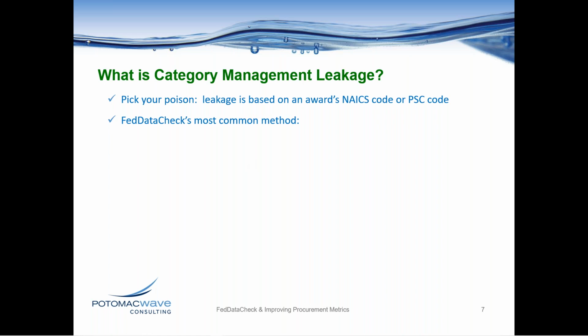FedDataCheck, that's our product, Potomac Wave, used to assist agencies with their procurement metrics, among other things. We base leakage on the NAICS code. That's our preferred method, but not the full 6-digit NAICS code. We use the 4-digit NAICS Industry Group or the 5-digit industry designation, and we'll see what that is.